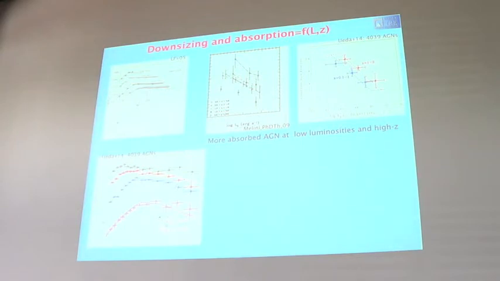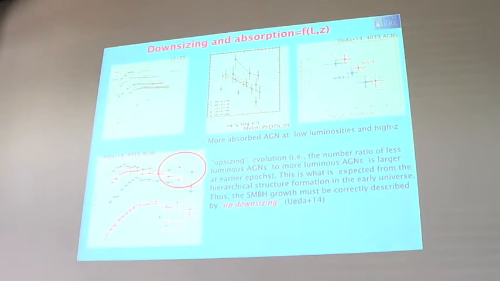You see again the downsizing, but I want to draw your attention also to this very marginal, maybe not statistically significant, increase of objects, because they say, and I report what they say, that we are starting to see an upsizing evolution at very high redshift, in which the ratio of less luminous AGNs to more luminous AGNs is larger at early epochs. So we are starting to see the hierarchical part of the evolution of the AGNs.